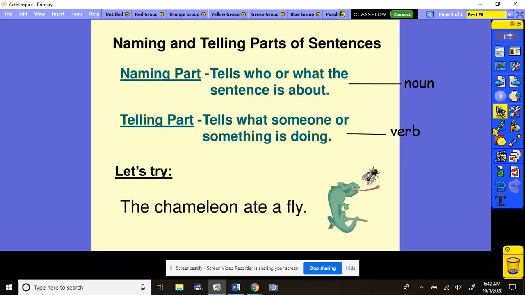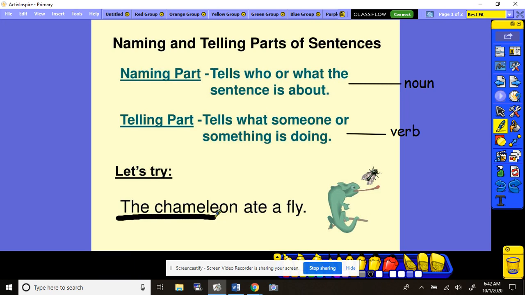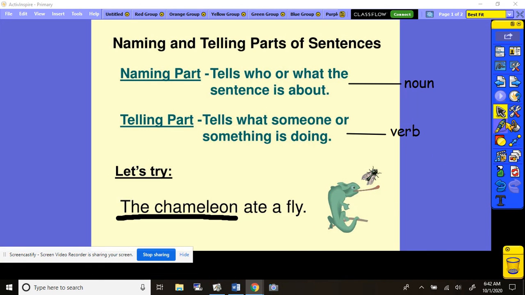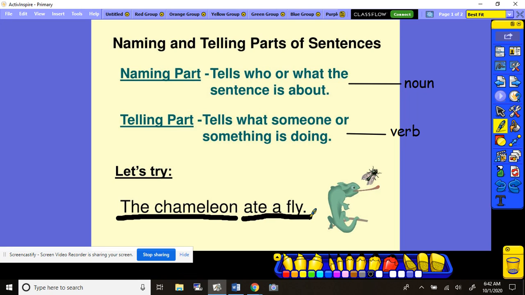So what's the naming part? What tells who or what this sentence is about? The naming part is the chameleon. The chameleon is what the sentence is about. And the telling part tells what your noun is doing. So our noun here is the chameleon. So what's the telling part? What is the chameleon doing? It ate a fly. So ate a fly is your telling part. So the naming part is the chameleon. Ate a fly is the telling part.